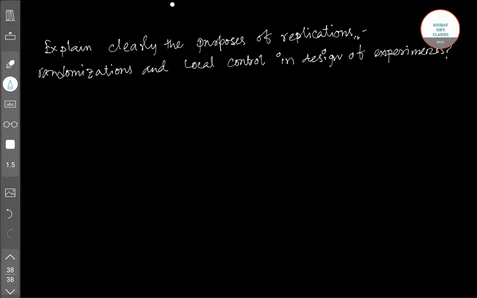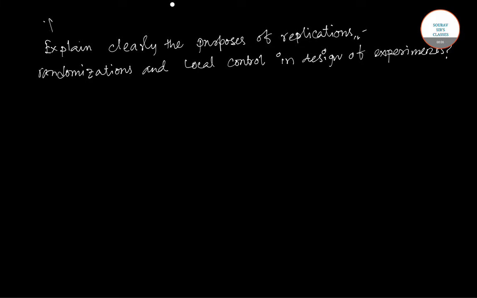In this video, I am going to solve a question which came in the ISS examination in the year 2014 in paper 3. The question is: explain clearly the purposes of replication, randomization and local control in the design of experiment. So, how to write the answer? First, let us briefly define what we mean by experiment.